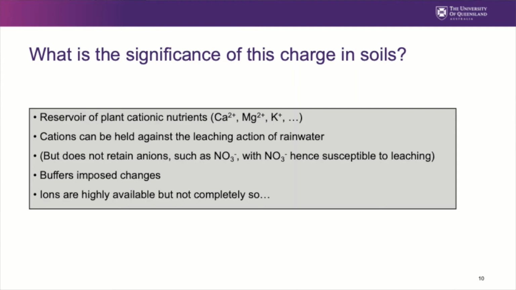But it is important to note here that this is a cation exchange capacity, and hence anions will not be attracted to that cation exchange capacity. So for example, that applies to nitrate, which is NO3-. As an anion, it is not held to the CEC and is hence readily susceptible to leaching.